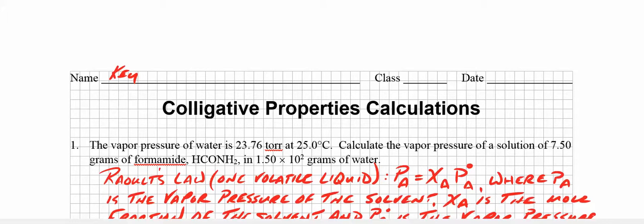All right, let's go ahead and get started. I do want to welcome you to this worksheet. This is Colligative Properties Calculations. This will be part one.